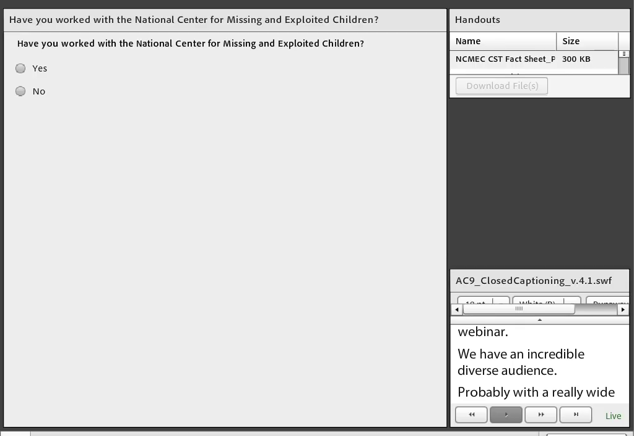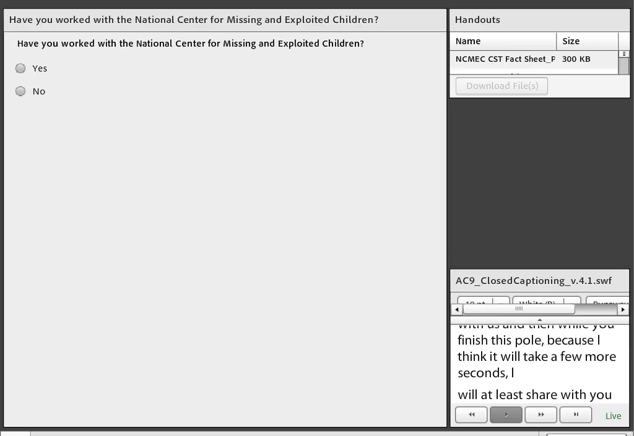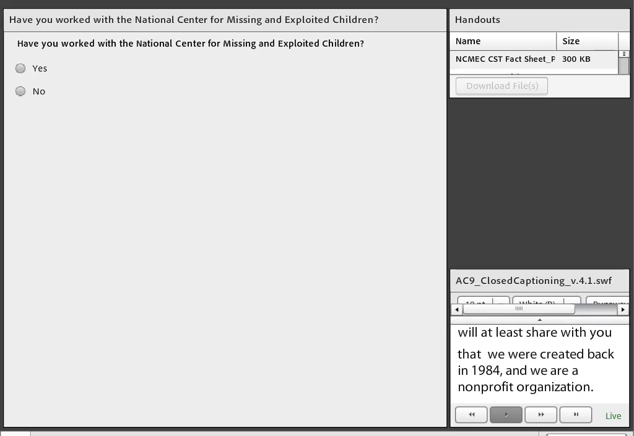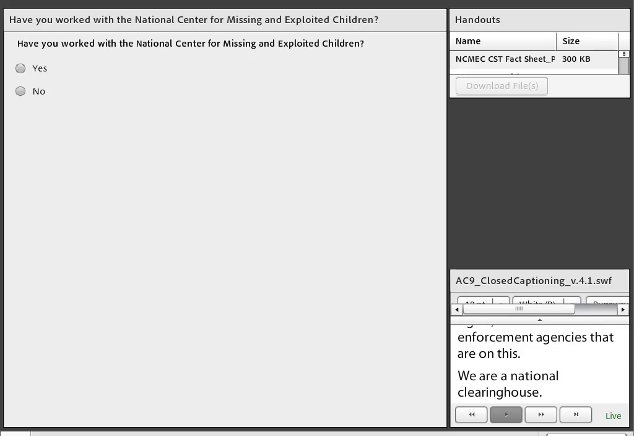I'll just at least share with you that we were created back in 1984, and we are a nonprofit organization. We are not an investigative agency, and again, there are a lot of law enforcement agencies on this. We are a national clearinghouse, and we provide assistance to law enforcement as well as parents, legal guardians, caseworkers, and social workers, and we are partnered with the Department of Justice and many other stakeholders, and we perform 22 specific duties related to missing and exploited children. Our caseload has grown, but we've grown exponentially as well since we opened.